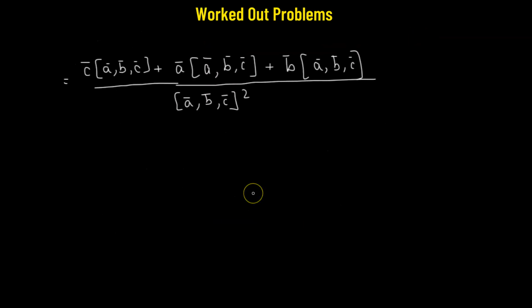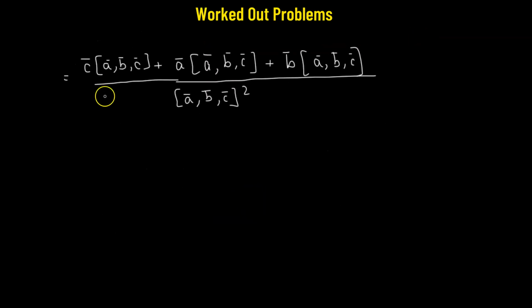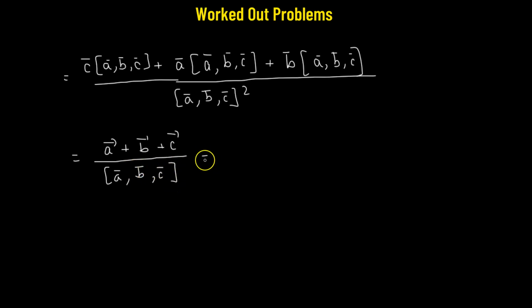Now we can take the scalar triple product [A, B, C] common from both the numerator and the denominator and rearrange the terms to leave us with vector A plus vector B plus vector C, all divided by the scalar triple product of vector A, B, and C. And this is the right hand side. This was what we were asked to prove. Let's do the third and the final part.